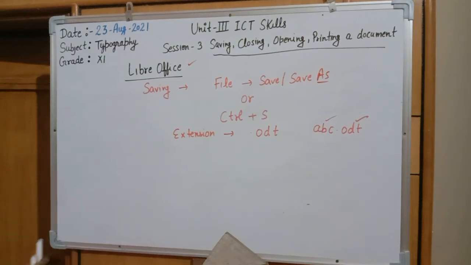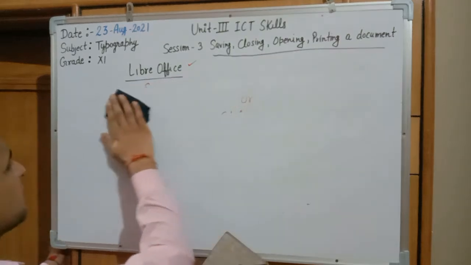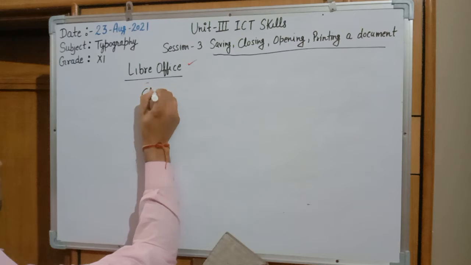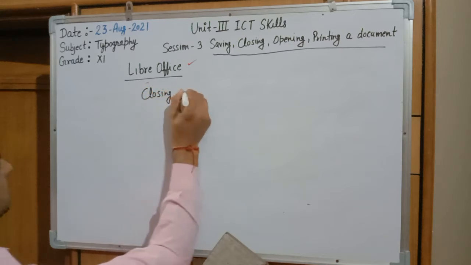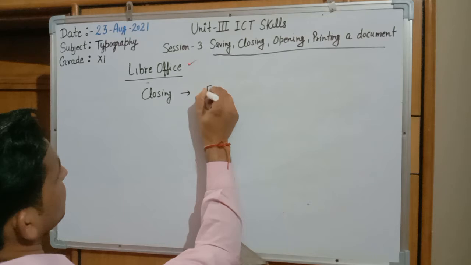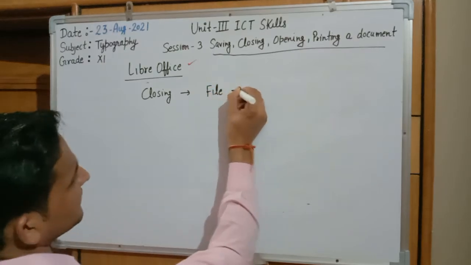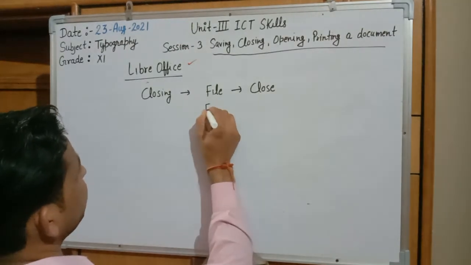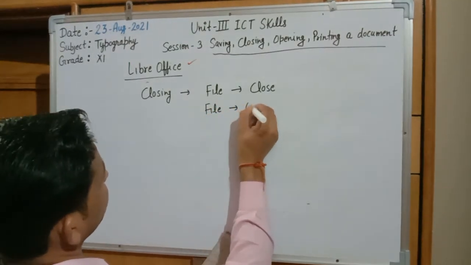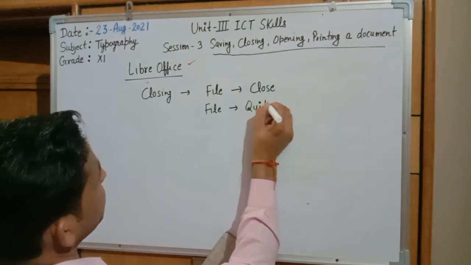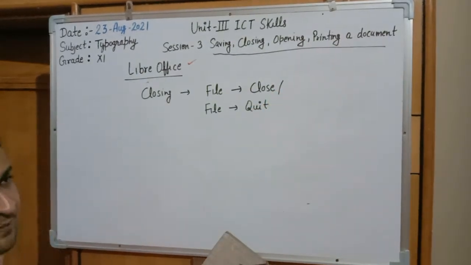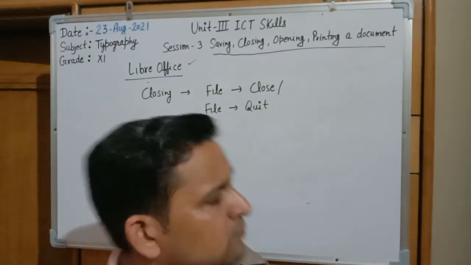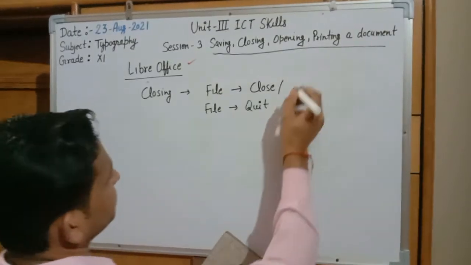Next point, how to close a document. For closing a document, the same concept will be followed. Click on the file button, then select the close option. Second, we can use the file and quit option. The difference is that the close option will close the specific file, while the quit option will close the software also. This is the difference between closing.